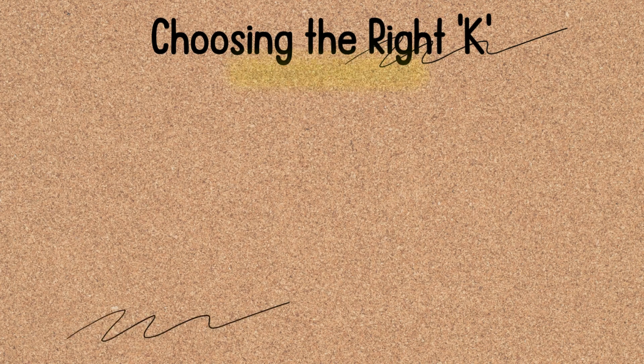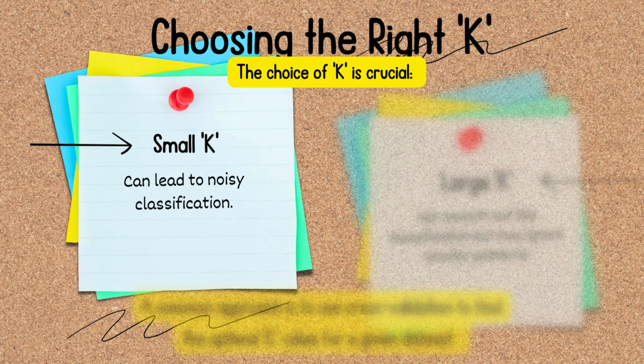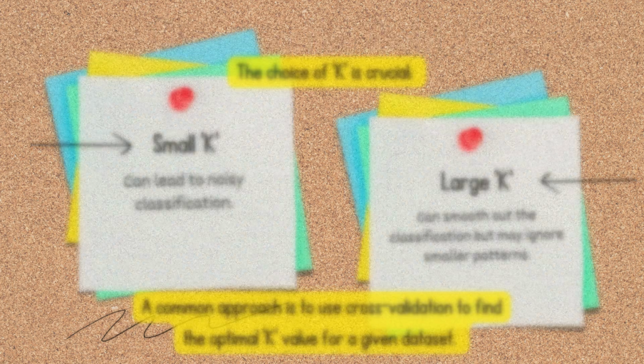Choosing the right K. The choice of K is crucial. Small K can lead to noisy classification. Large K can smooth out the classification but may ignore smaller patterns. A common approach is to use cross-validation to find the optimal K value for a given dataset.